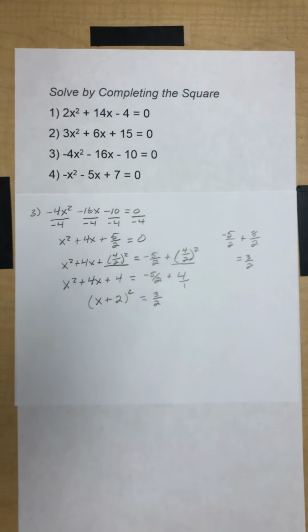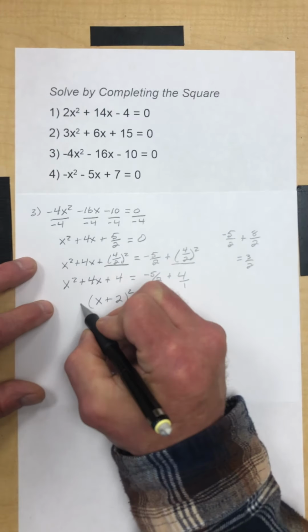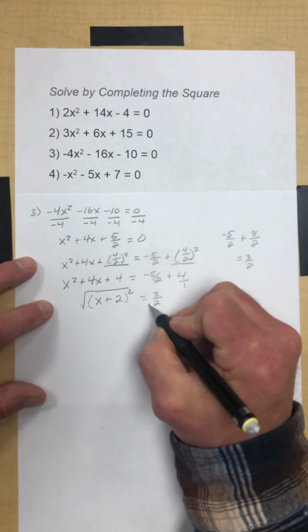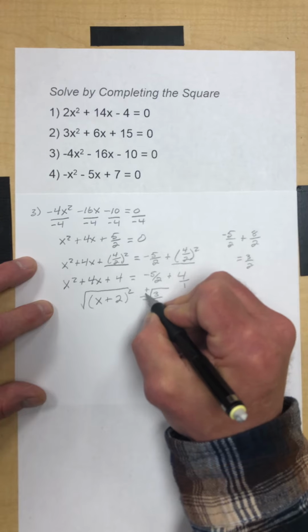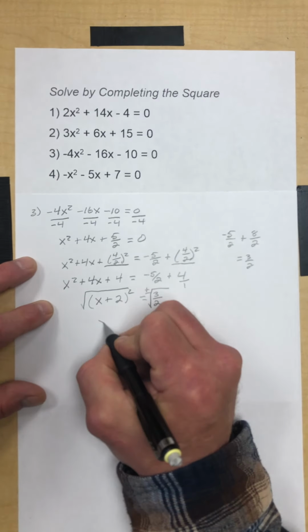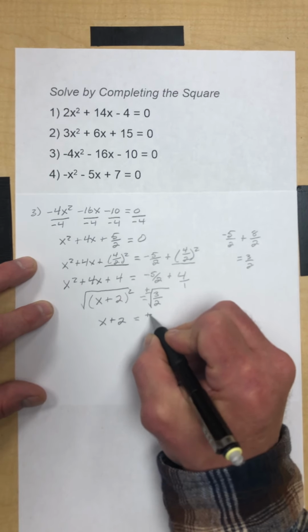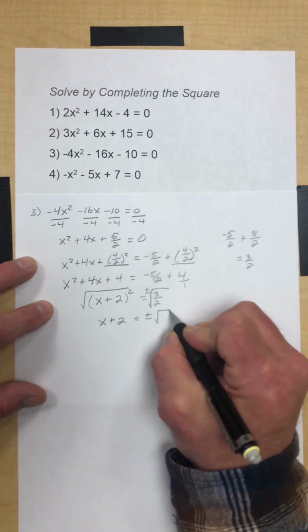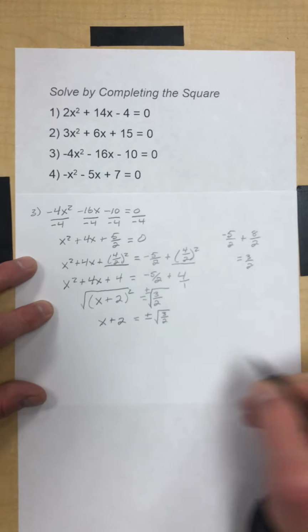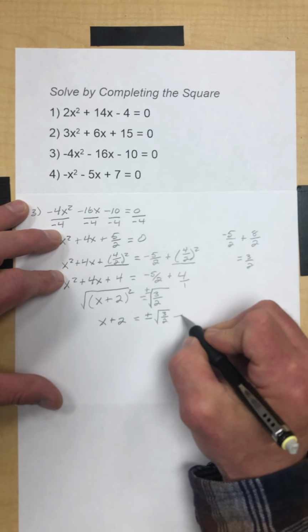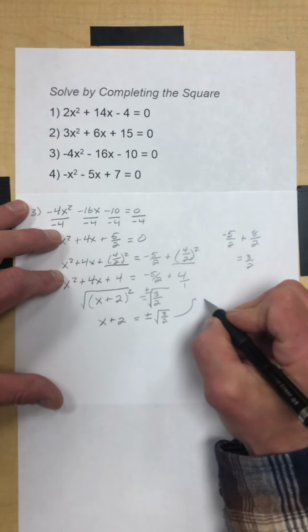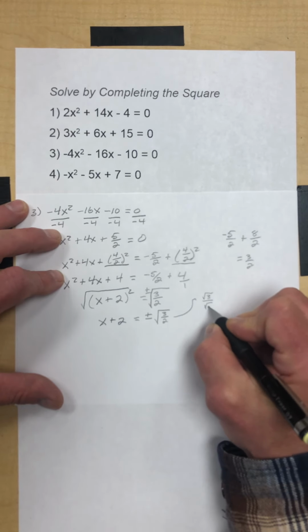All right, so we take the square roots of both sides, plus or minus. So I get x plus 2 equals plus or minus the square root of 3/2. This square root of 3/2 would be the square root of 3 over the square root of 2.